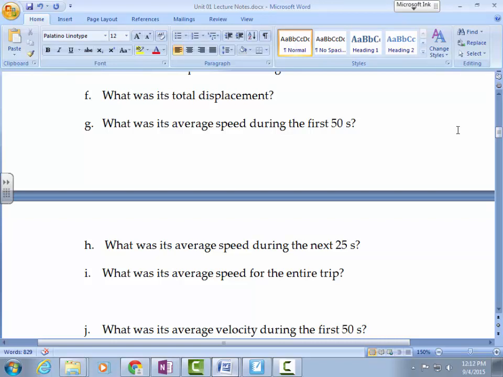So a number of things to look at. Notice, did our average velocity and average speed equal each other at all? No, not at all. Any questions right now? All right. Let's see, where are we at? We're done that. Moving at a nice clip, guys.